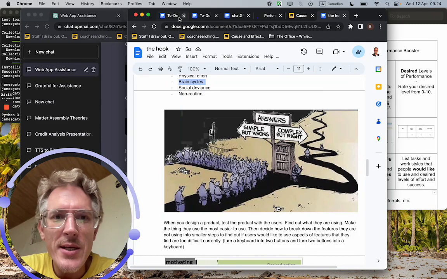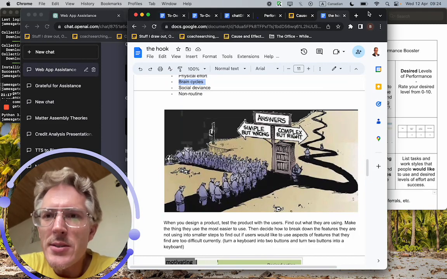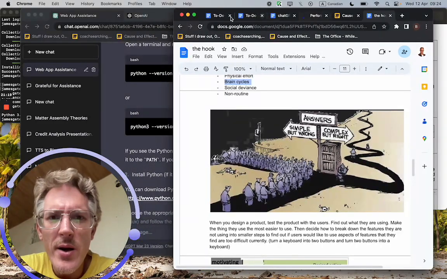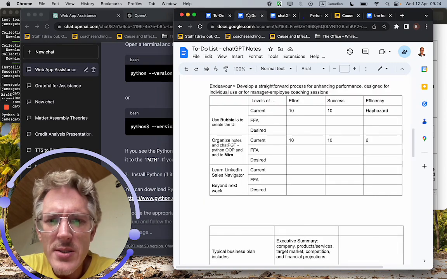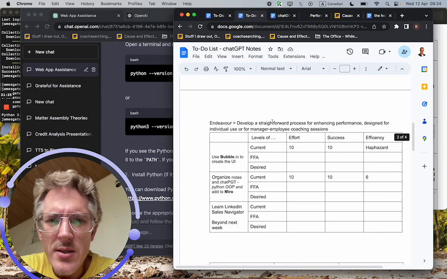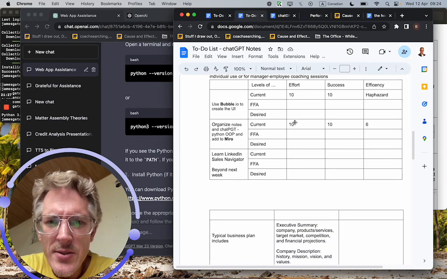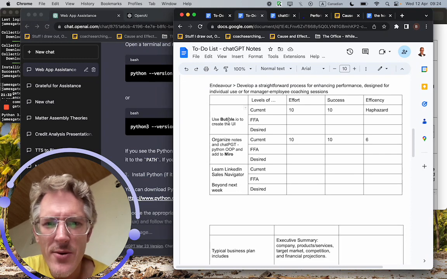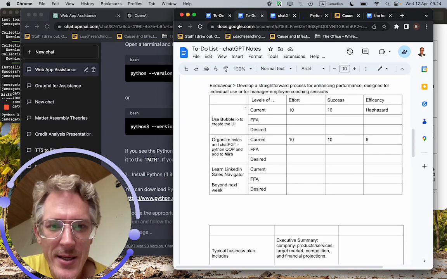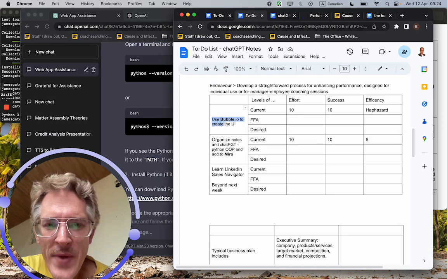I remember what I was gonna say. So the issue now is, where am I? I just opened up this document, right? And remember yesterday? So it's got current levels. Use Bubble.io to create the user interface. We did it. See? It actually worked. And this is the issue.